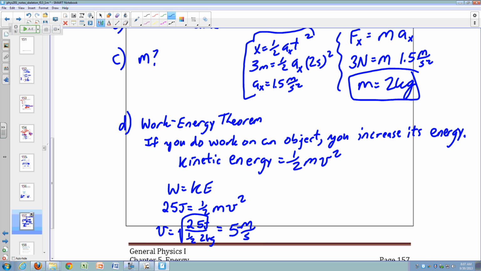Yeah, Andrew? What's after W equals what? Work equals kinetic energy. Alright. We'll get to that again. We haven't seen that yet, but we'll get to that in this chapter, the Work-Energy Theorem. But it was applied here, so I wanted to show y'all.